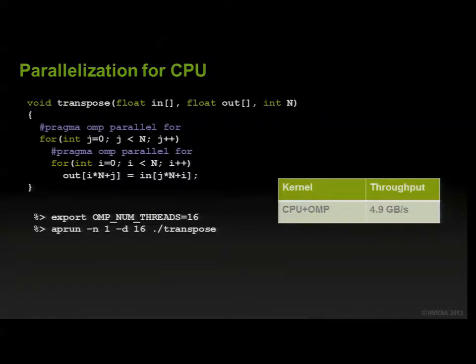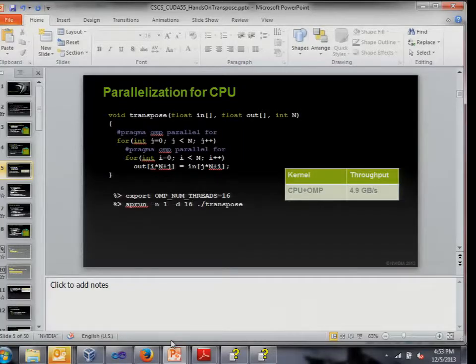And just in case you want to see a bit more performance on the CPU side, without exporting the OMP num threads, you're actually getting just a single OpenMP thread. So if you do export OMP num threads equals 16 and then launch app run with the -d option, you should get significantly higher performance. Actually, let's do that.